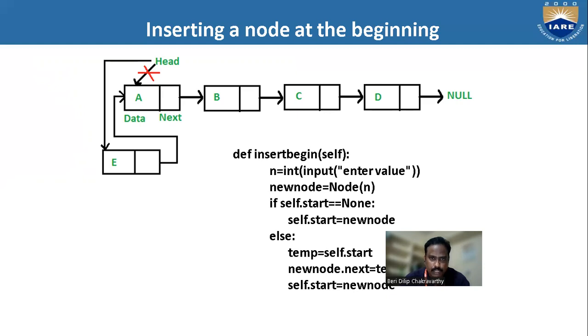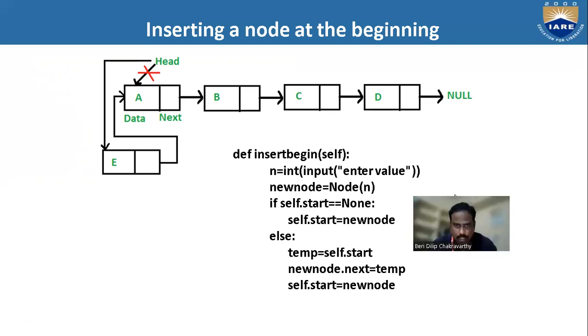These are the steps, whatever I said now, which I have written in program format. It's very simple: I have taken a node, and I have taken some value. If that is my starting node, I just say that is my starting node. Otherwise, I have to remove this link part and point the head node to the first node. That is what I have given there.